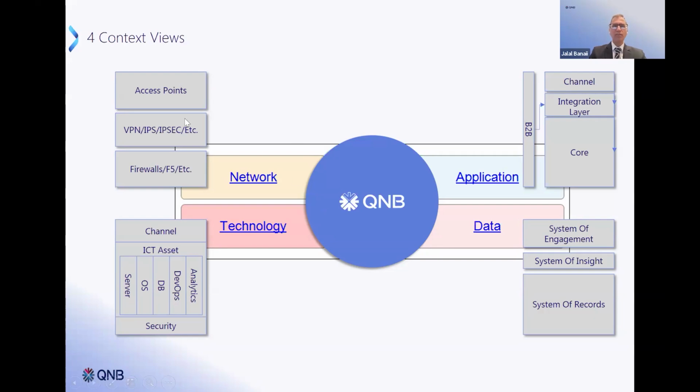For the network, we also define different layers of access points. Here we define several patterns, if you like. For different scenarios of people accessing the bank, we define different patterns. We came up with a list of patterns which define, for instance, if I connect from a local branch to the bank, what the layers are that I need to consider, compared to the scenario where I connect from an international branch to the core of the bank in Doha, for instance.